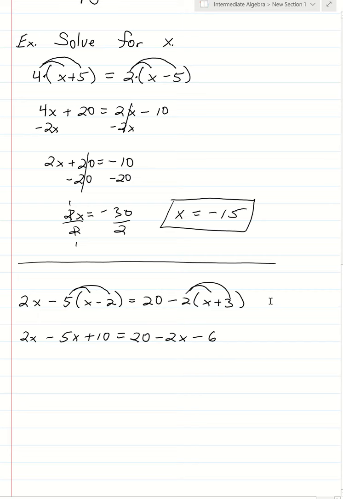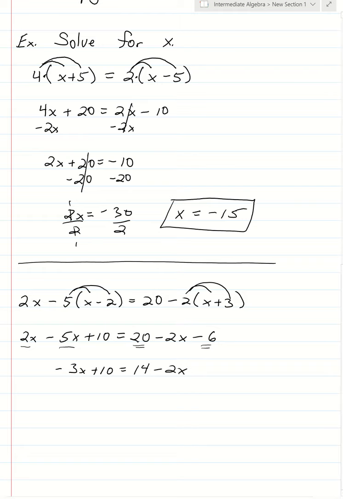We're not done with step 1 because we could still simplify both the left and the right side. On my left side, I have like terms, 2x minus 5x. Let's combine those like terms. And when we do, we get a negative 3x plus 10. On the right side, we also have like terms. We have the 20, as well as we have the minus 6. Those are also like terms. 20 minus 6 would give us a 14 minus 2x. And now step 1 is done.